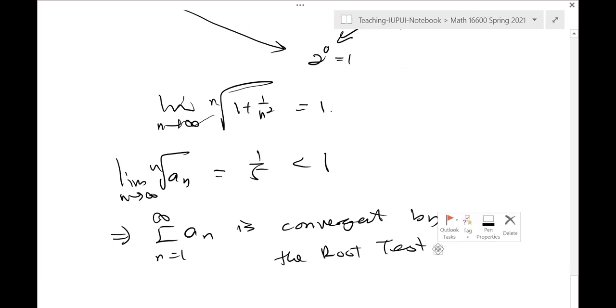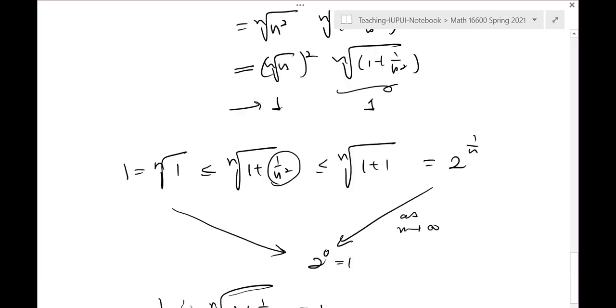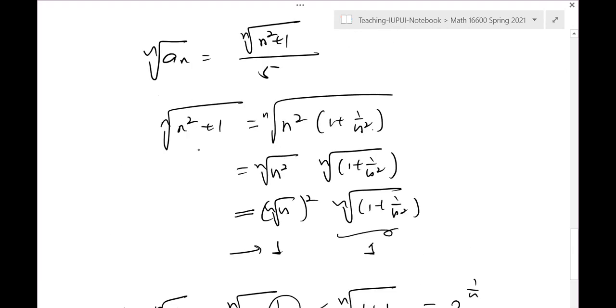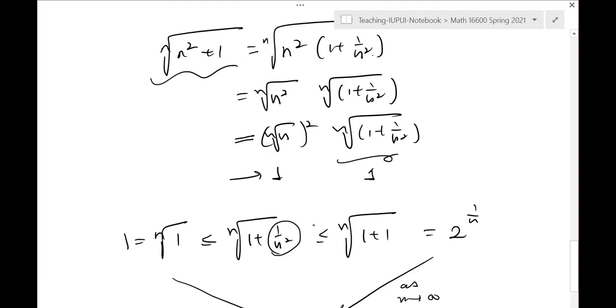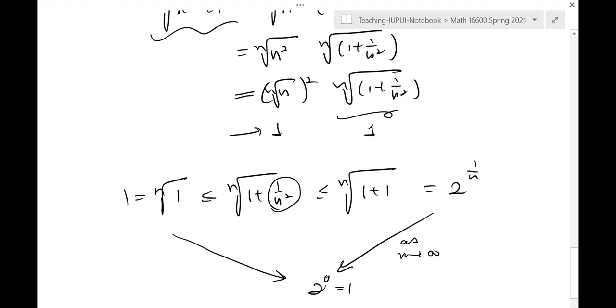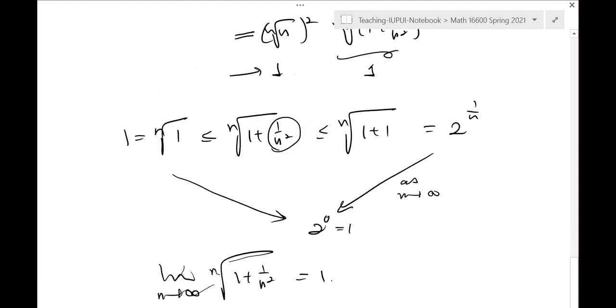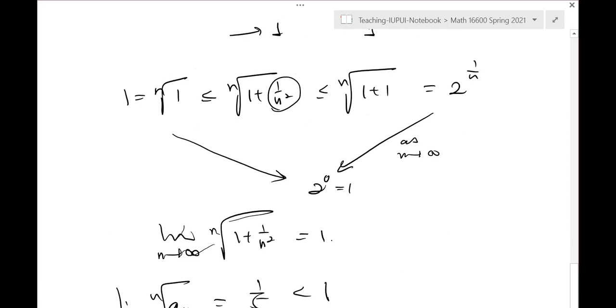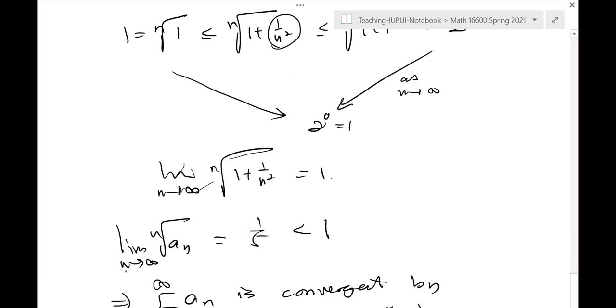So the easy method, there is a difficult part here. Probably you are not able to get full credit if you apply the root test to the series directly. You have to prove that this limit is going to be 1. You just cannot claim it's 1. You have to give an argument. Here's the argument: it's between 1 and 2 to the 1 over n, and that is the difficult part. Then you can show that this limit is 1 over 5, which is the same.